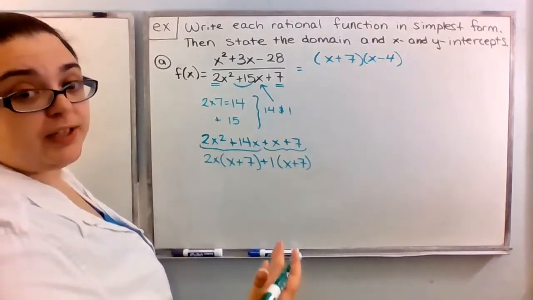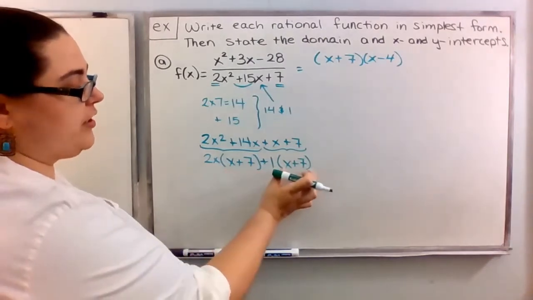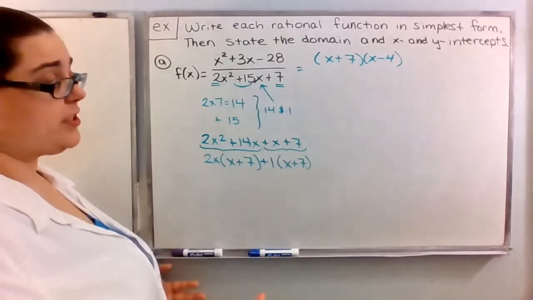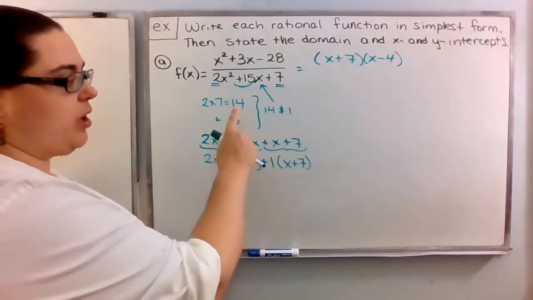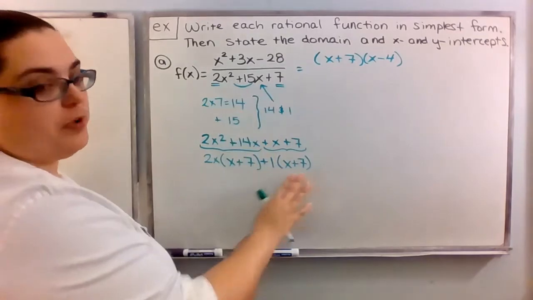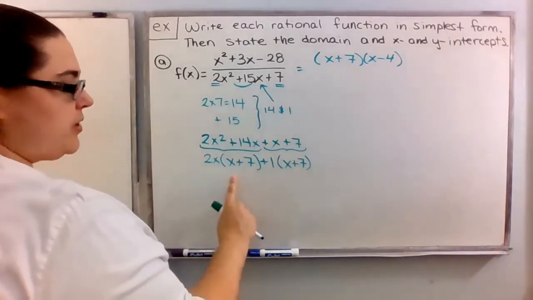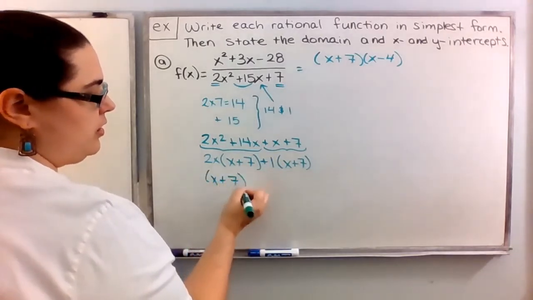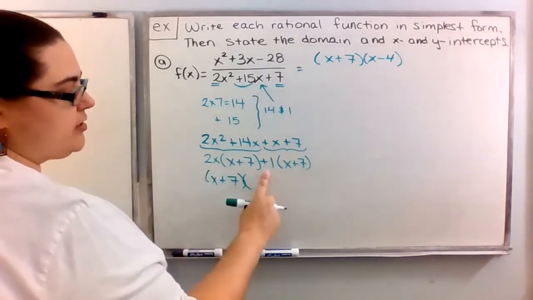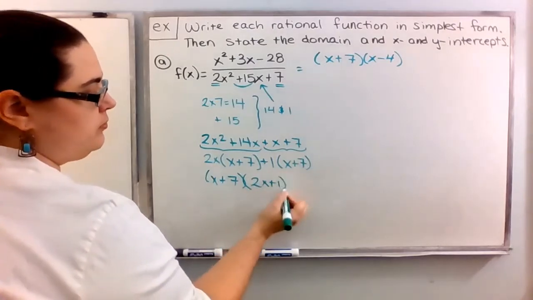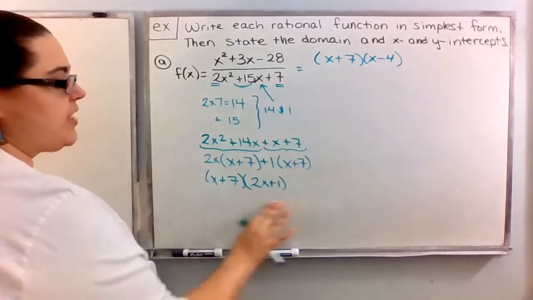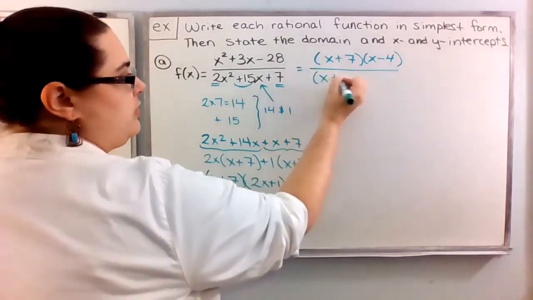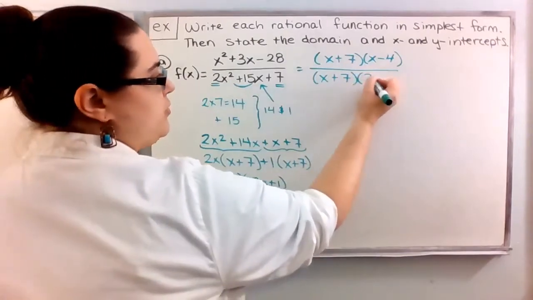And now grouping is going to be effective if these 2 factors are the same, and they are. If we had chosen something other than 14 and 1, so if they didn't multiply to be 14, then this grouping would not work. But since it did work, we can factor that x plus 7 out. And then our other factor is the 2x plus 1. So this means our denominator is going to be x plus 7 and then 2x plus 1.